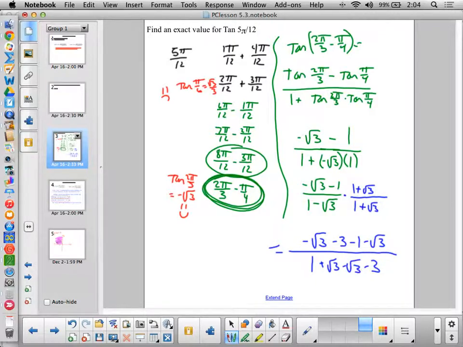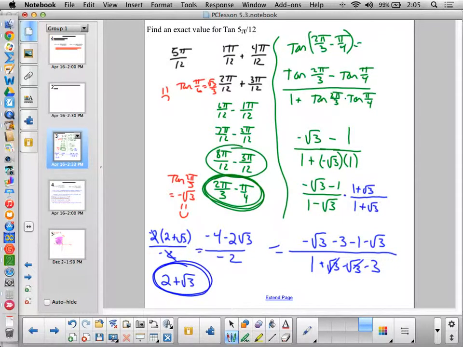That's negative 4 minus 2 root 3 over negative 2. So I factor negative 2 out of the top. That's negative 2 times 2 plus root 3, over negative 2. Negative 2's cancel. 2 plus the square root of 3. There's my solution. And these solutions always come up as 2 plus root 3, 2 minus root 3, negative 2 plus root 3, negative 2 minus root 3.